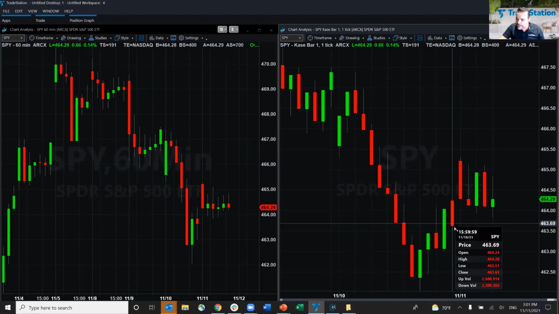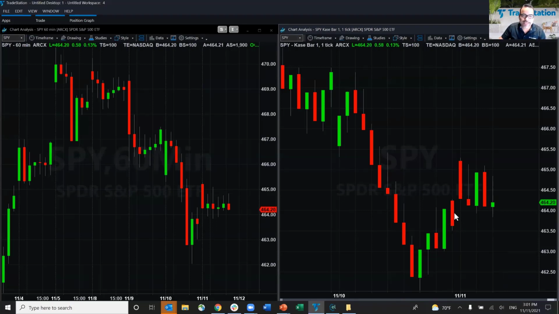So for the most part, especially for Spider, take a look at this one. I'm not sure if you guys see the prices, but the high is 464.28 and the low is 463.51. So we have a difference of 77 cents. This candlestick is only 77 cents instead of the full $1. Why? Because there's probably one trade that threw off the range, and instead of including that trade in that candle, it moved it over to the next one.